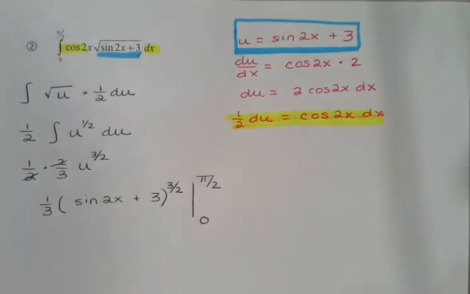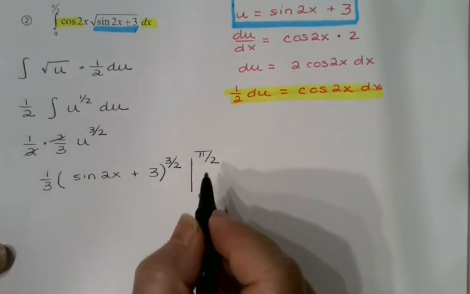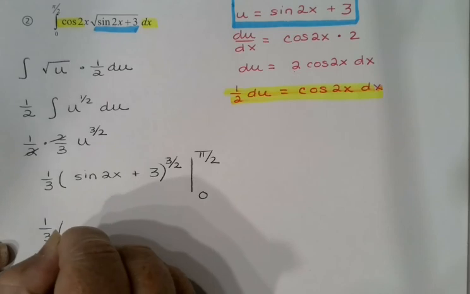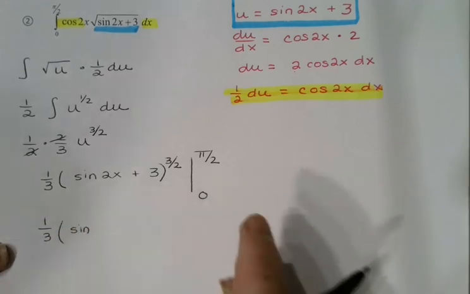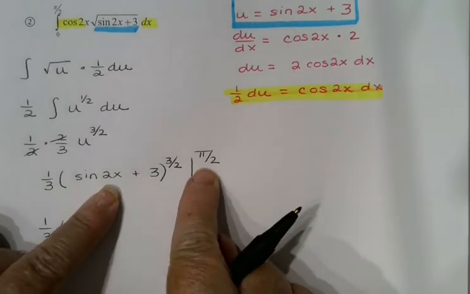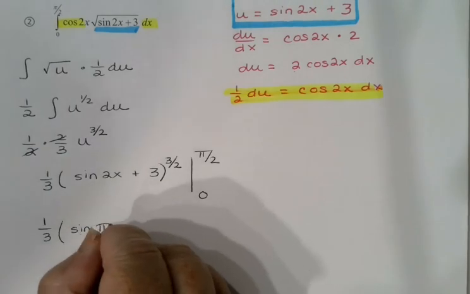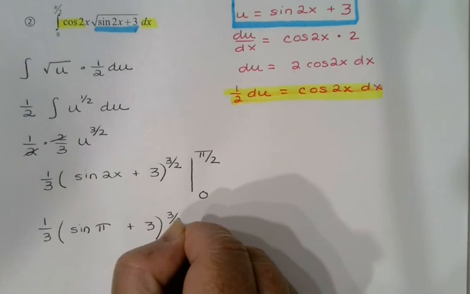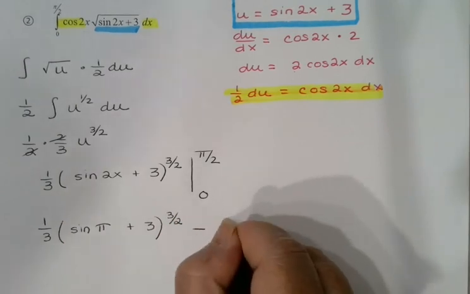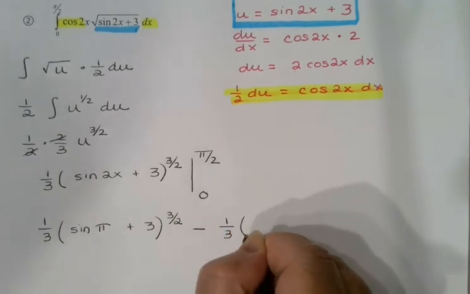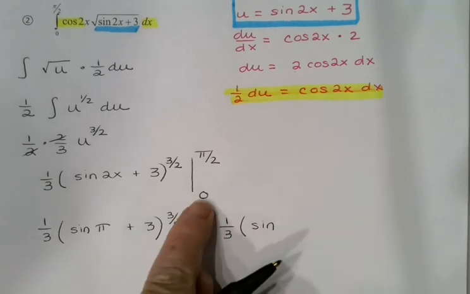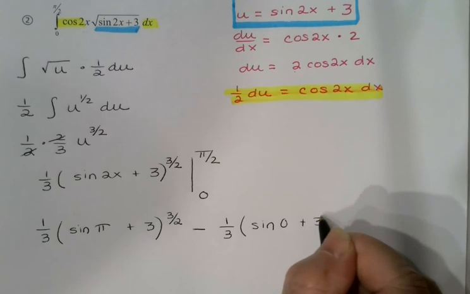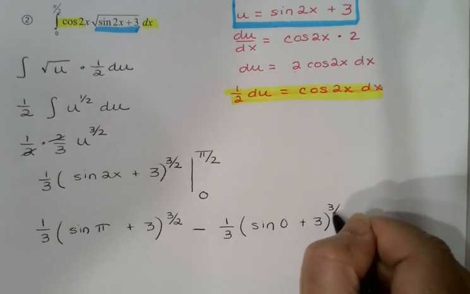All right, fundamental theorem. Plug the pi halves in first. So I'd have 1/3 sine of 2 times pi halves would just be pi plus 3 to the 3/2 power. Subtract 1/3 sine of 0 plus 3 to the 3/2 power.